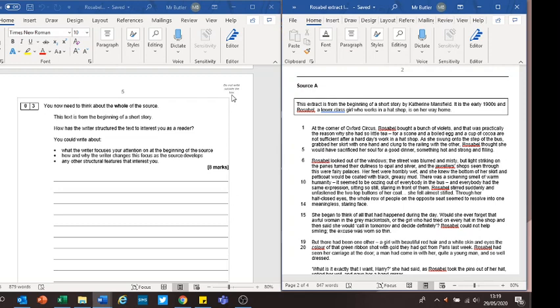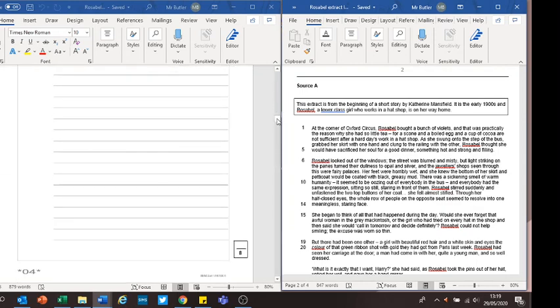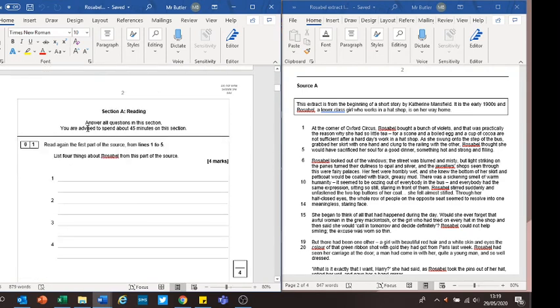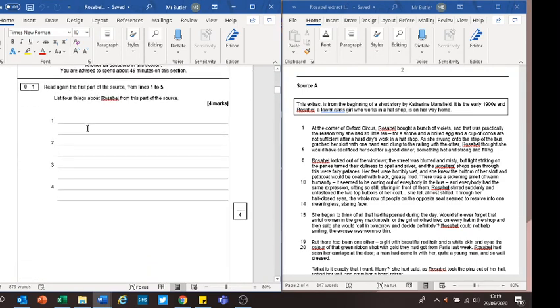So question 1, you just pick out 4 things about Rosabel. If we go back up, well, I lost the one I did the other day, so I haven't got the things, but it's just list 4 things about Rosabel. It's simple retrieval, and the main aim is to check that you can read. It's as simple as that. Can you read the question? Can you read the extract? I'm making it about Rosabel.